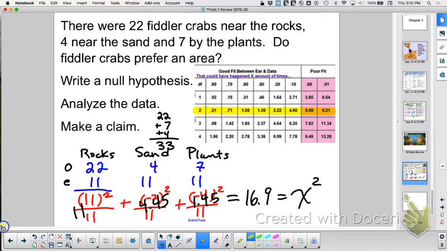Probably not. So I am disproving my null, which would then support my research hypothesis, which would say fiddler crabs do prefer where they live. Right? That's the claim I would make. Based on this data right here, my claim: fiddler crabs do prefer where they are, because it's not due to chance, because it's a less than 1% chance that it is due to chance. Okay? Have you got that?